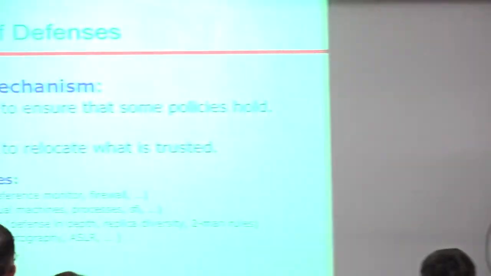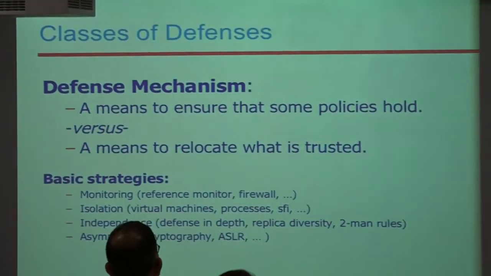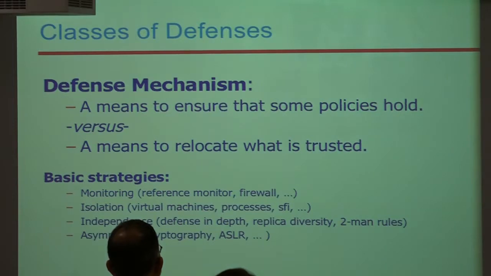And finally, defenses. The usual way to think of classes of defenses is that a defense is a way to make some policies hold. Let me suggest a different definition, and that is a defense is a way to relocate what has to be trusted. So I add a defense so that I don't have to trust something else, but I end up trusting the defense. So when you put a firewall in a system and it prevents certain packets from reaching the system, you don't have to trust the system to do well for those packets because they're not going to get there, but you do have to trust the firewall. So I've relocated what's trusted.